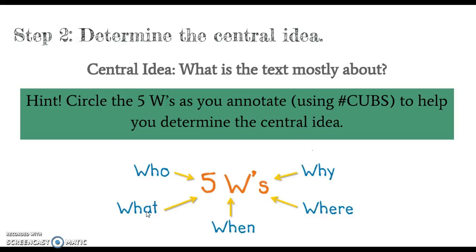Next, I want to determine the central idea of the whole text. The central idea is what the text is mostly about. So a hint for how to determine the central idea of the whole text is to circle the 5 W's as you annotate using hashtag Cubs. So I always read the text, I circle any of the 5 W's, the who, what, when, where, why. Then I underline any other important information, box unknown words, and add your side commentary, where you're writing down things that surprise you or questions you have or connections you can make to other texts.